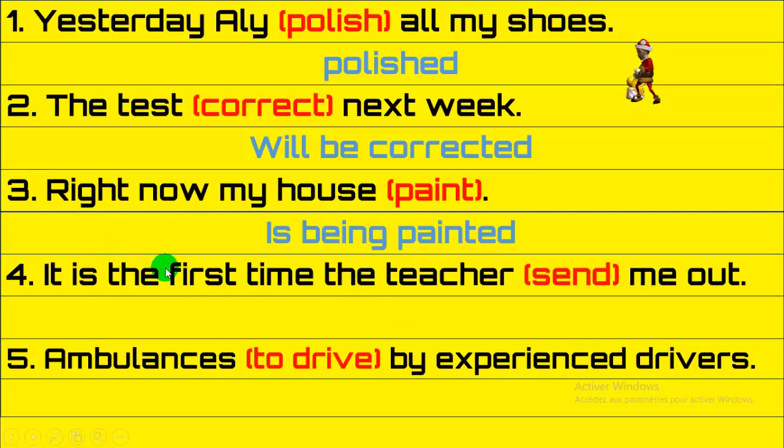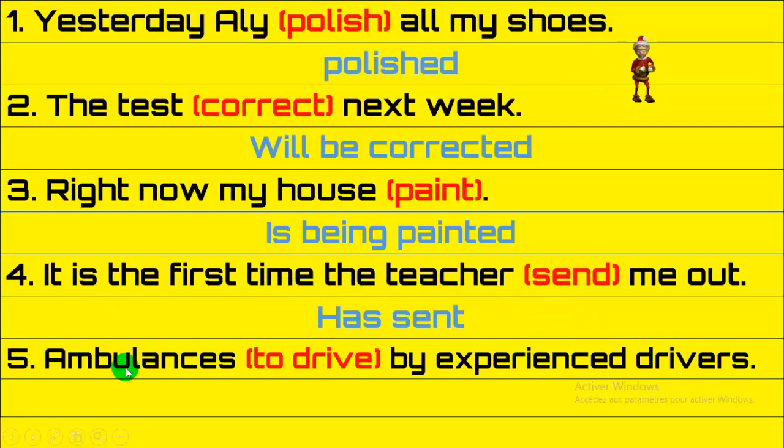Number four, it is the first time the teacher to send me out. It is the first time. Present perfect simple. C'est la première fois que, c'est la deuxième fois que, c'est la énième fois que. Ici, la phrase est à la voix active parce que réellement, c'est le professeur qui me met dehors. Donc, le prof est l'auteur de l'action. The teacher is the author of the action. The teacher is the real subject of the action. So, it is not passive voice, it is active voice. We don't need be. On va mettre directement le temps au present perfect. Has sent me out. It is the first time the teacher has sent me out.